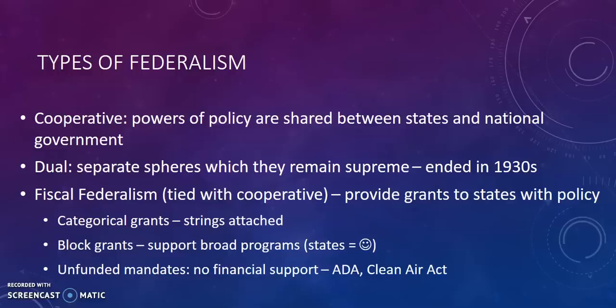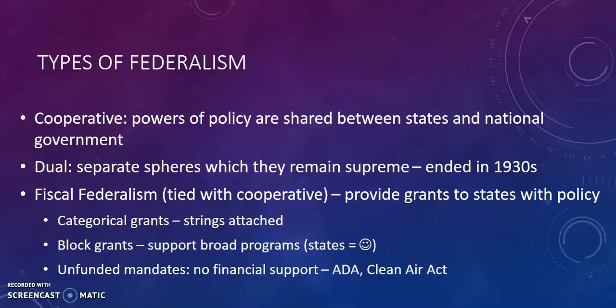Now, when we look at types of federalism here, we have cooperative federalism, where the powers of policy are shared between the state and the national government. Whereas back in the day, prior to the 1930s, we had what was called dual federalism, where the states remain supreme in their area and the federal government remains supreme in their area.